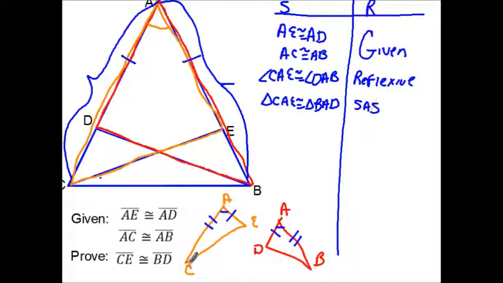Now, CE is a piece of my orange triangle, BD is a part of my red triangle, so let's go ahead and name that congruency. CE is congruent to BD. The reason? They're corresponding pieces of congruent triangles, which makes them congruent.